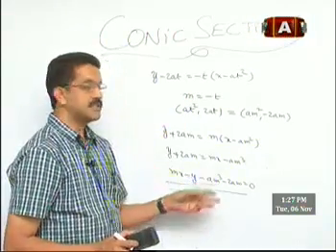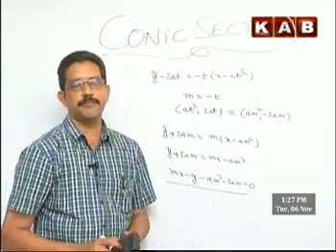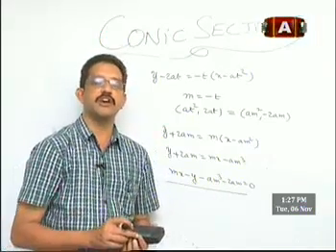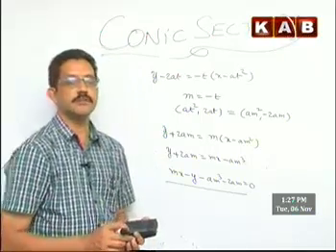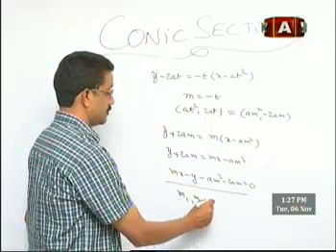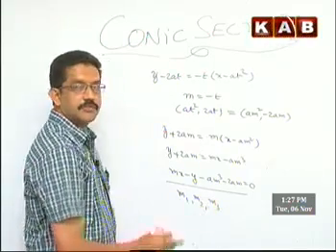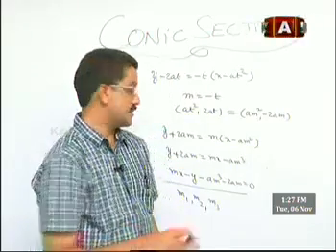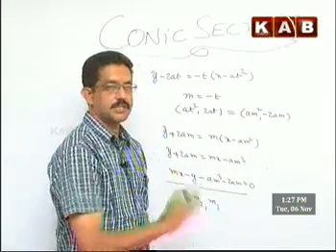Cubic in m means there will be 3 roots for m. Each root will give 1 normal. So there are 3 normals. There are 3 values of m, say m1, m2, m3. For m1 1 normal, for m2 1 normal, for m3 1 normal. There will be 3 normals, not more than that.